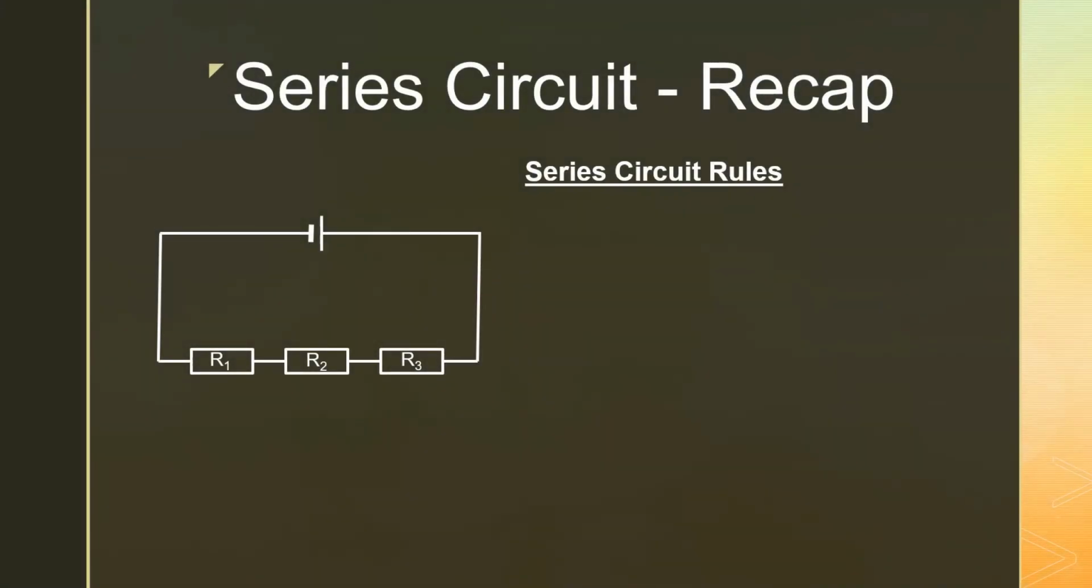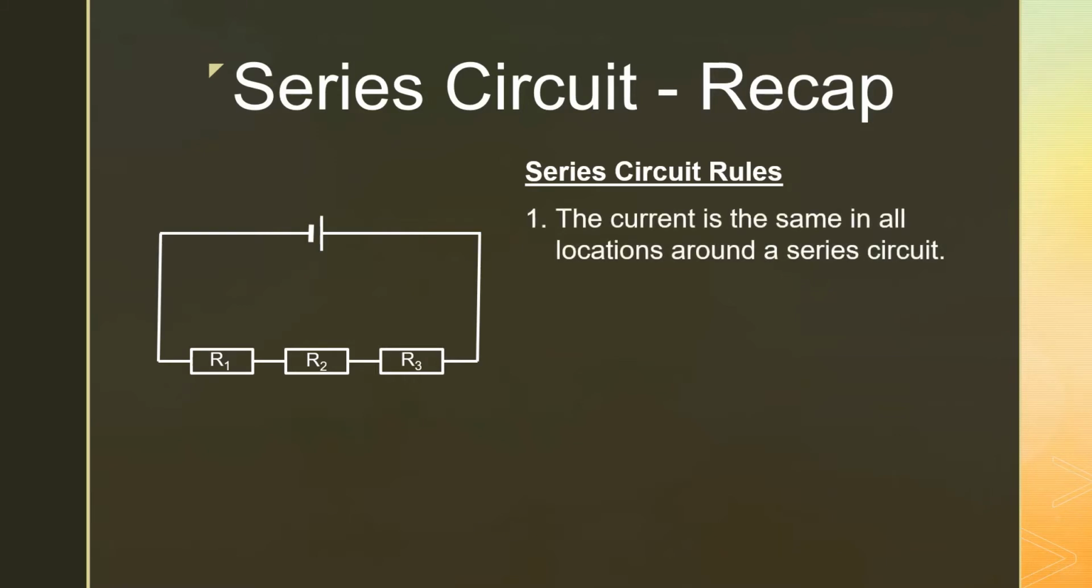So in order to understand what is happening with potential dividers, we need to go back and just recap what we already know about series circuits. There are three rules that we need to be comfortable with when we're dealing with simple series circuits like the one shown in this diagram. The first one is the fact that the current is the same in all locations.